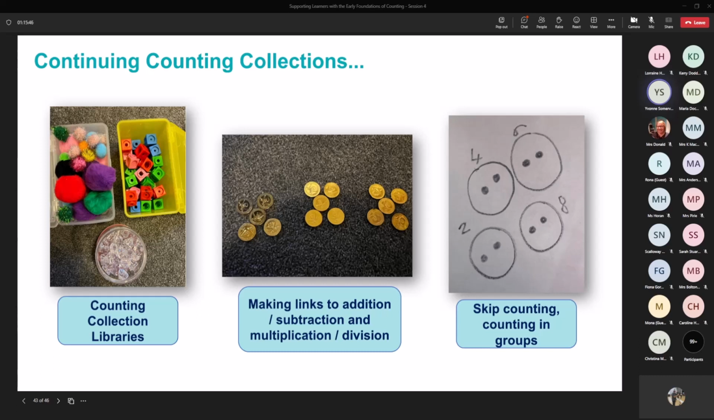And again, counting collections are a really good way of practicing skip counting, but also given that real and relevant context, children are not just being told to count in 5s and count in 10s, but it's building in as part of their exploration of the counting collection that an adult can scaffold and model how to do those things.